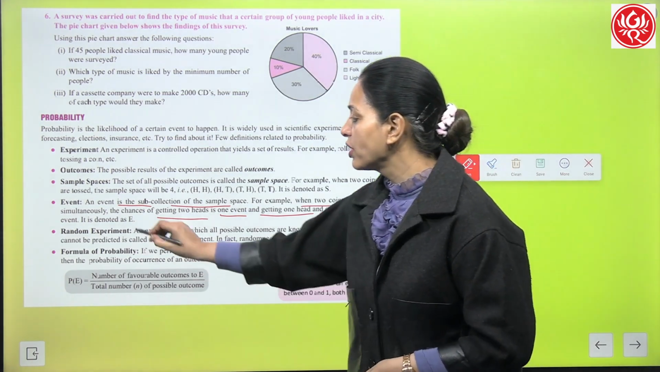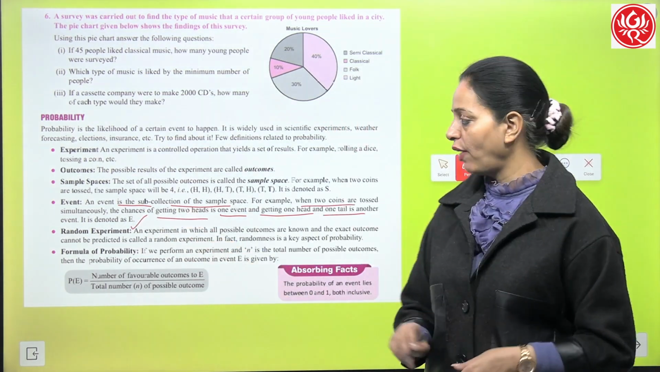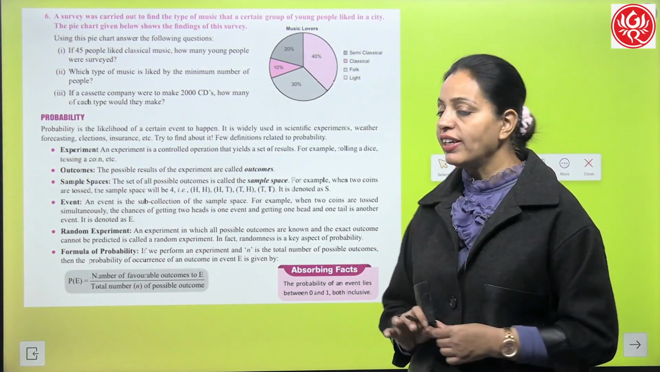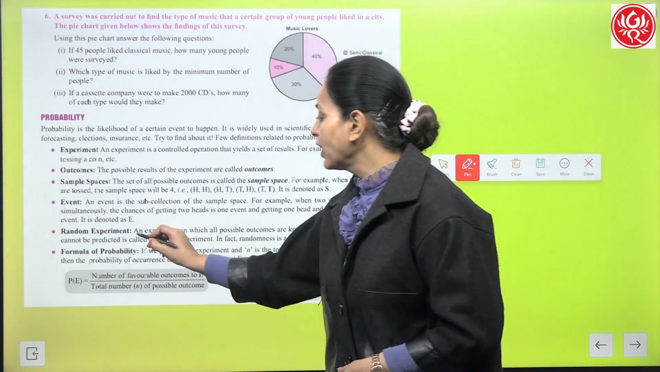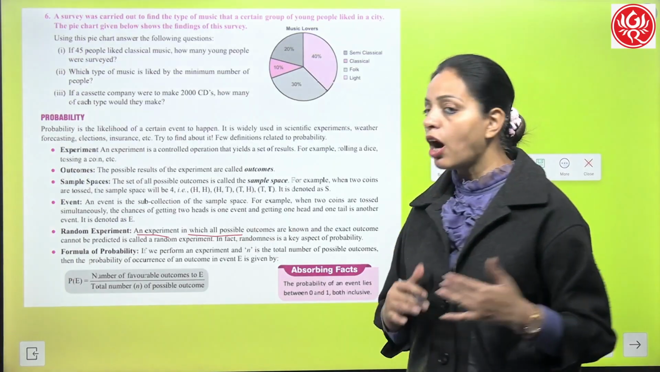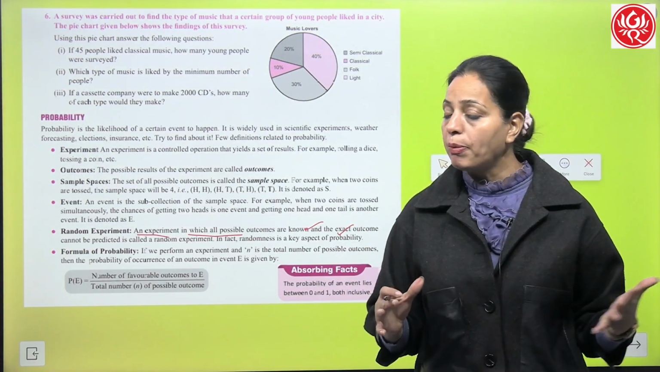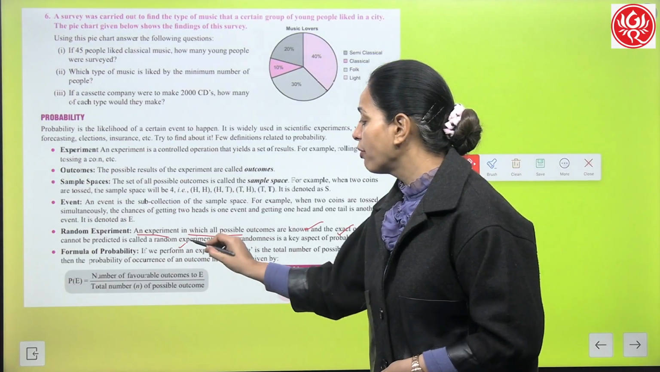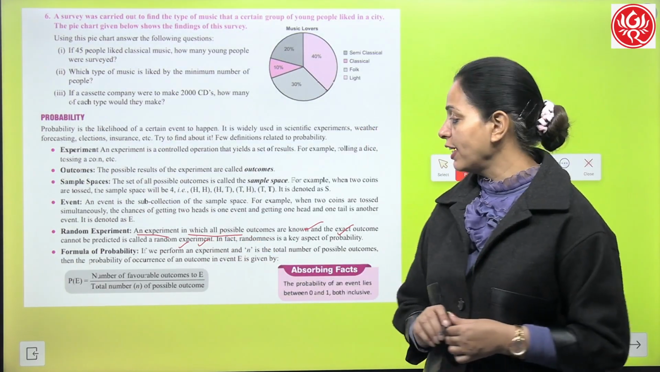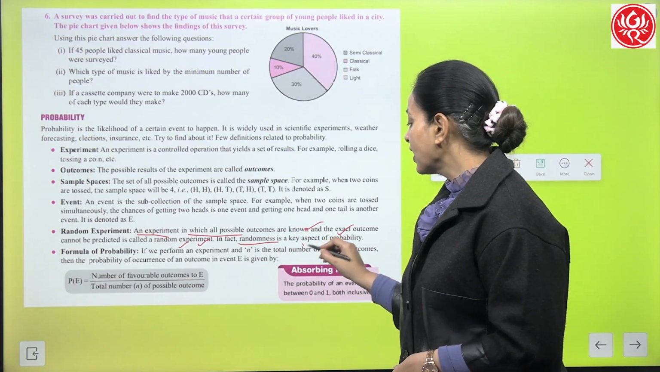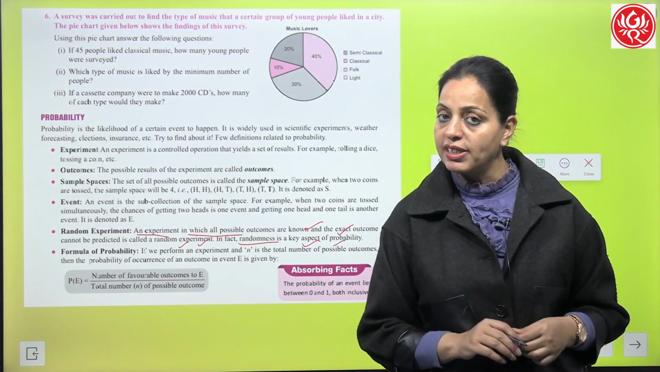So it is denoted as E, right? Now the next is random experiment. An experiment in which all possible outcomes are known and the exact outcome cannot be predicted is called a random experiment. In fact, randomness is a key aspect of probability, right?